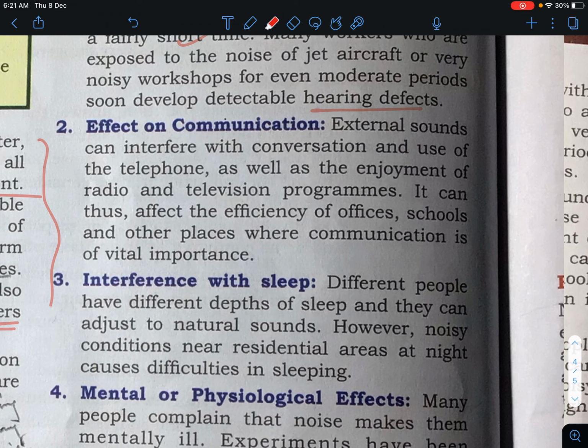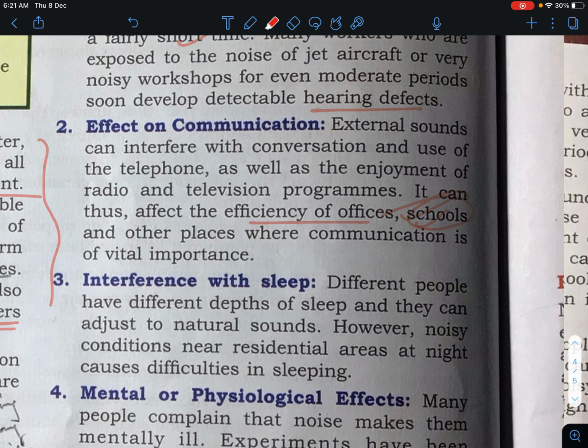So it is going to affect your efficiency also, as in schools and other places where communication is vitally important. If you're talking about schools, if the students are making noise, then how will the teacher teach? Then the teacher's efficiency is going to reduce.